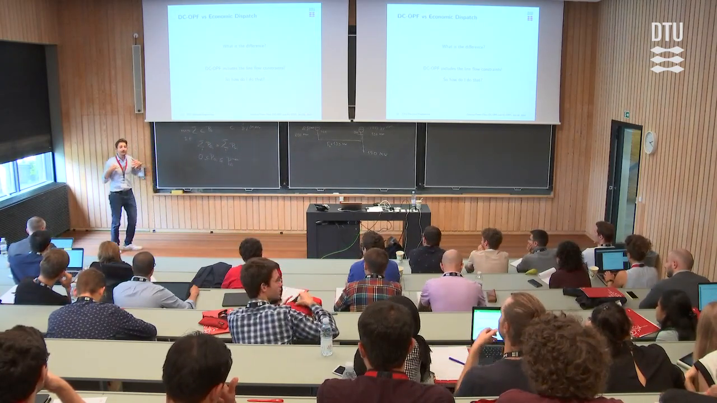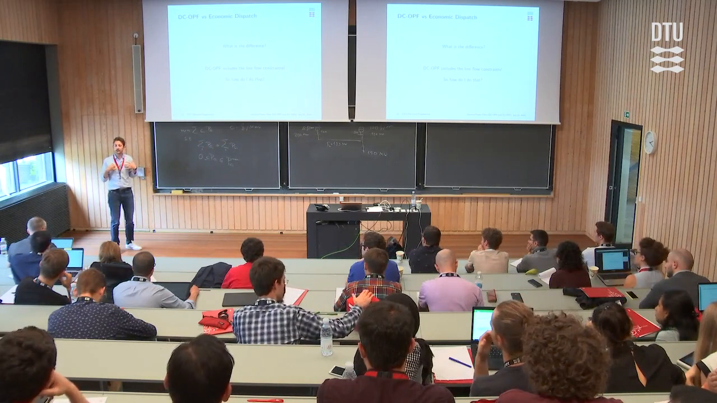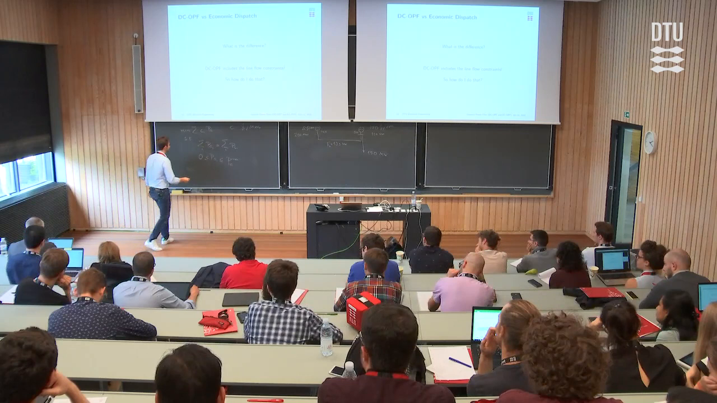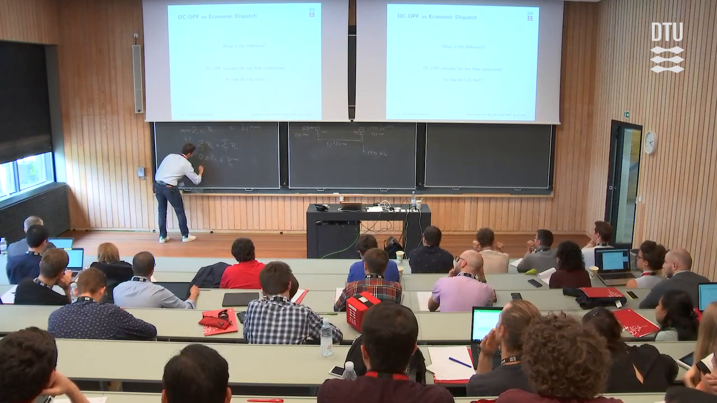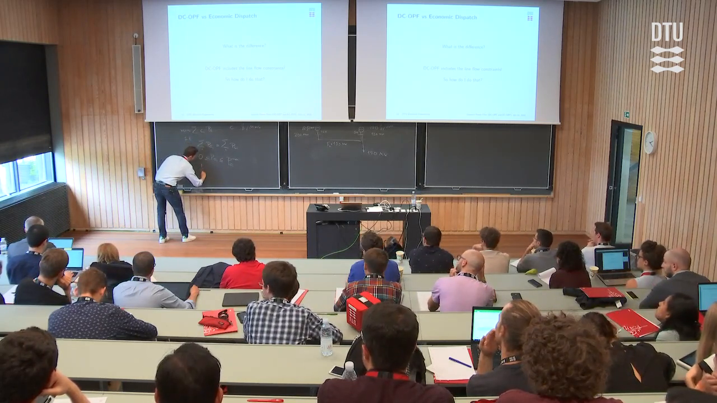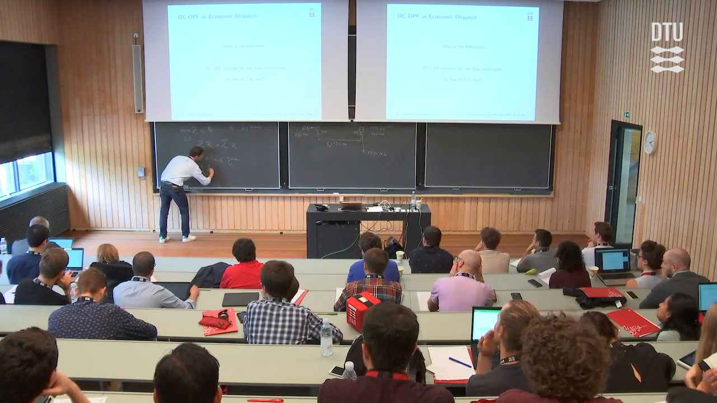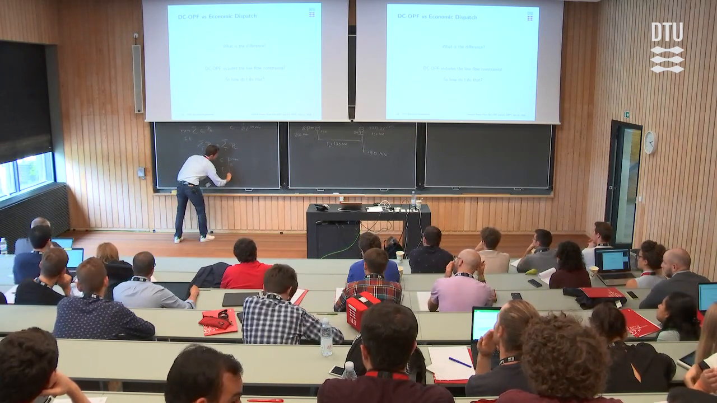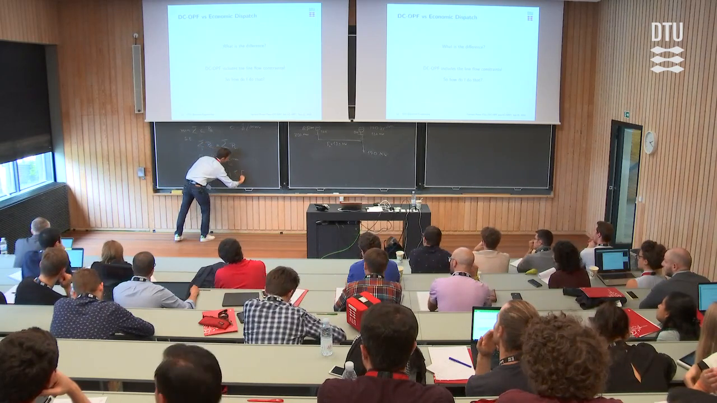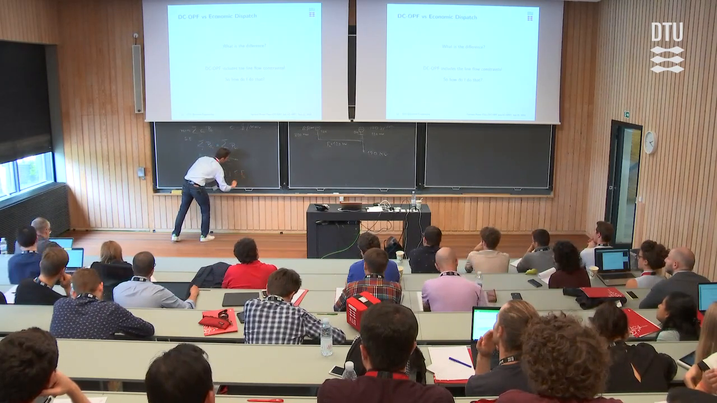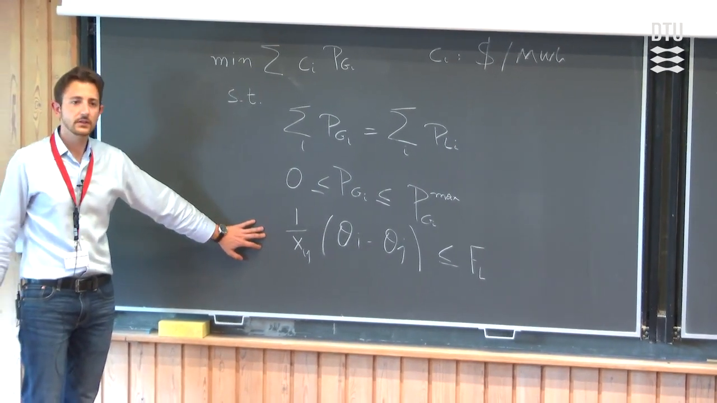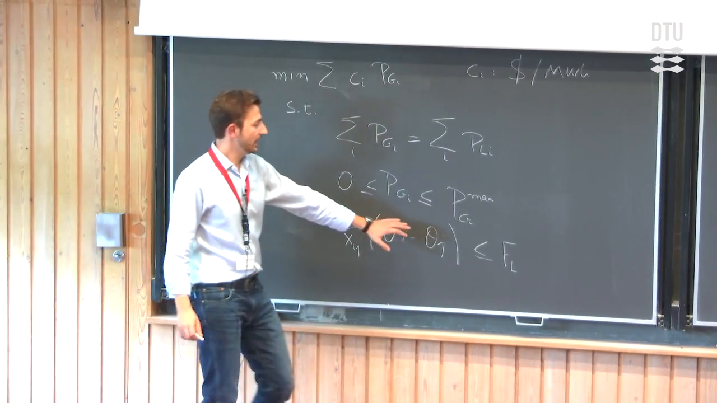So what I really want as a constraint is to limit the line flows. And as Miguel presented in the morning, my line flow is going to be, in the DC-OPF context, the difference of my voltage angles times the inverse of the reactance, and it must be less than that.